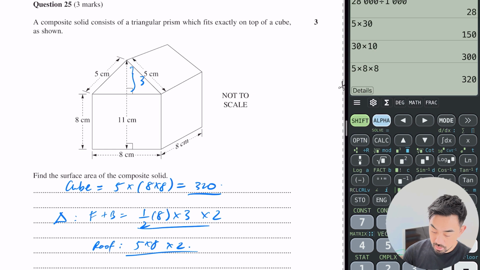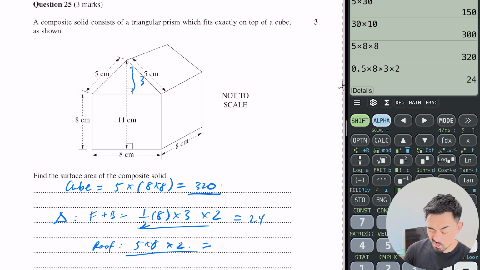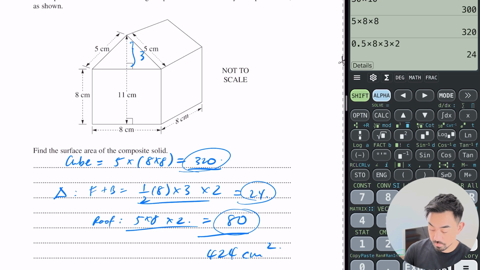All right, so maybe I'll sum these up first. So 0.5 times 8 times 3 times 2, 24. 5 times 8 is 40, 40 times 2 is 80. So what's this? 320 plus 80 is 400, plus 24, that's 424 centimeters squared.